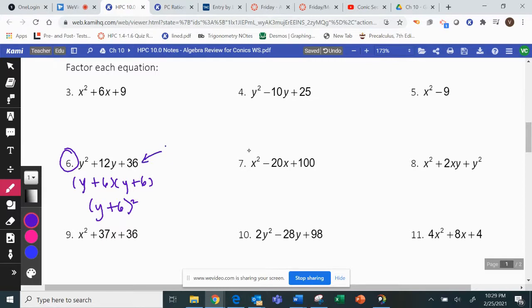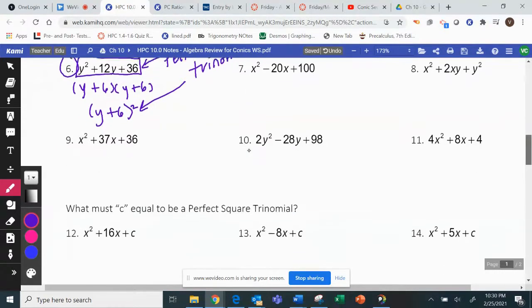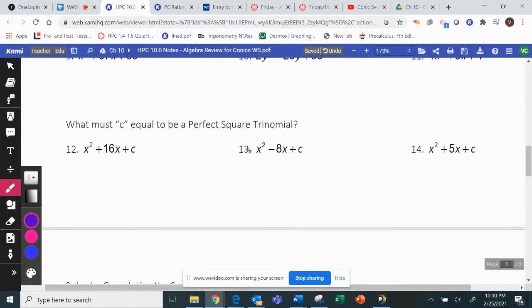It talks about a perfect square trinomial. A perfect square trinomial is a trinomial that, when we factor it, turns into a binomial squared. So then you get to this section that says what must C equal to be a perfect square trinomial. You're just finding what that number would be to make this factorable and turn into a perfect square.